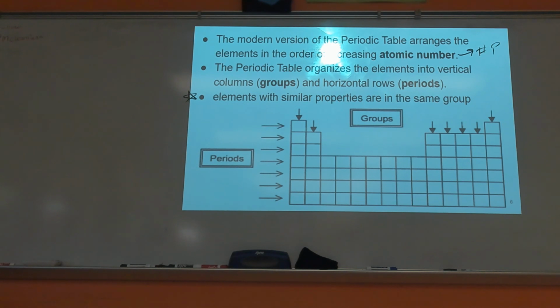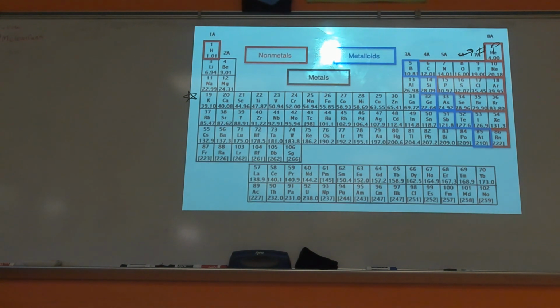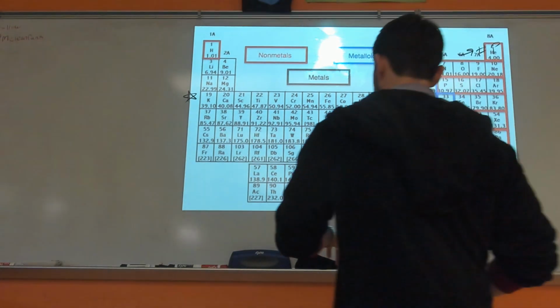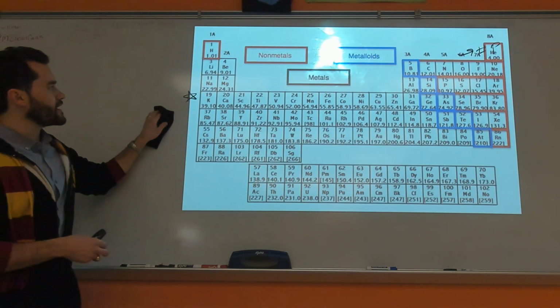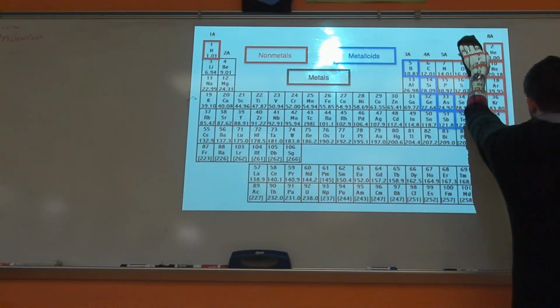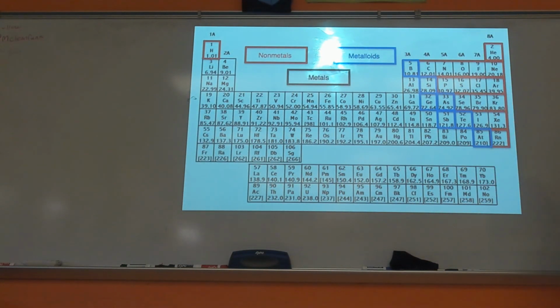Okay. Now there are three general categories of elements. There are nonmetals, metals, and metalloids. So the majority of the periodic table is going to be metals. I don't know if you knew that. The majority of the elements on Earth are metals.